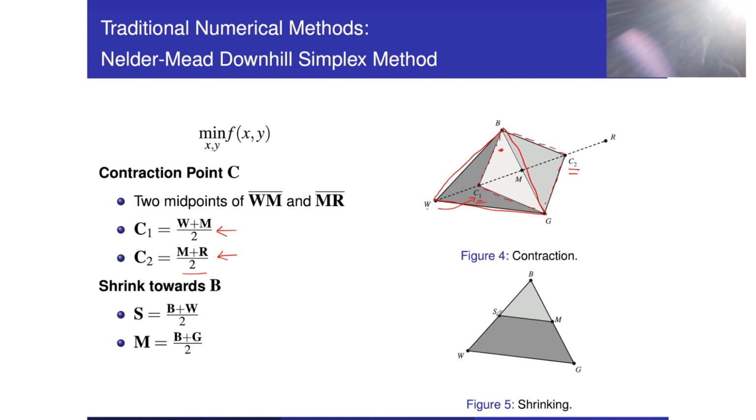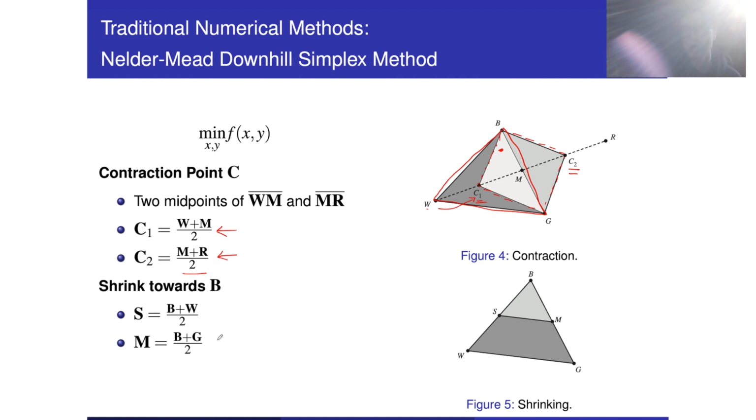We expect that this S as well as the point M can improve the performance compared with W and G respectively. S is the midpoint between B and W, so B plus W divided by 2. M is the midpoint of B and G, so B plus G divided by 2. Okay, now just a quick summary. We have 4 movements.